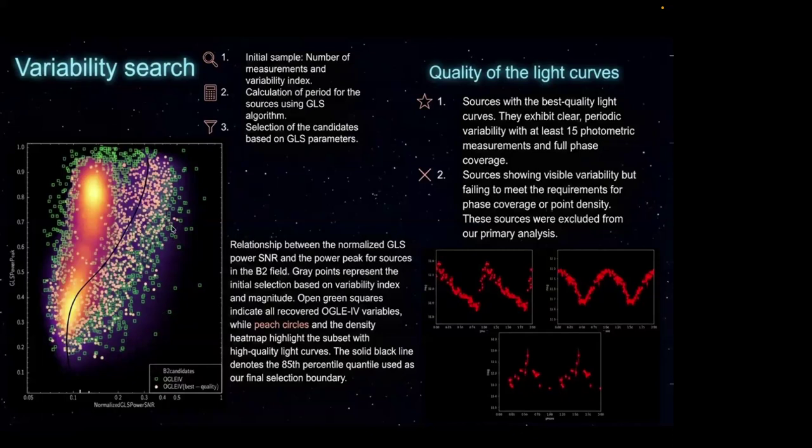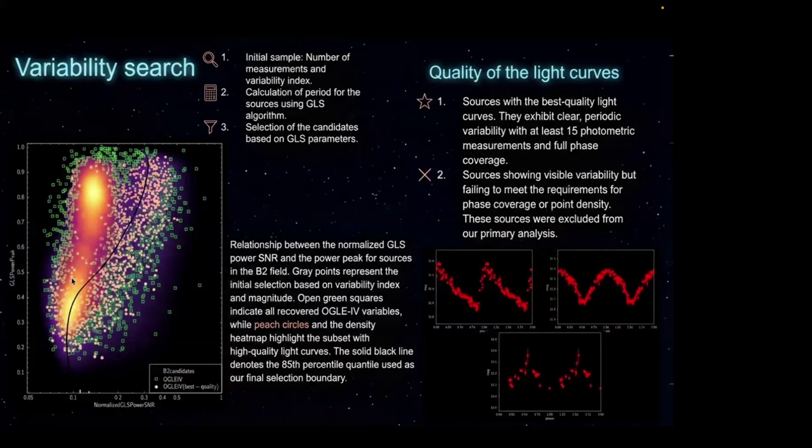Then we want to find the best candidates of variability. So we don't want to find all the variables in the B2 field. We want to find just the variables with high quality light curves. To do that, we did a cross match between our catalog and the OGLE catalog, and we found the common sources, and then visually we checked all the light curves of sources in common with OGLE one by one in the R band. And then we selected the best, high quality variables in the light curves.